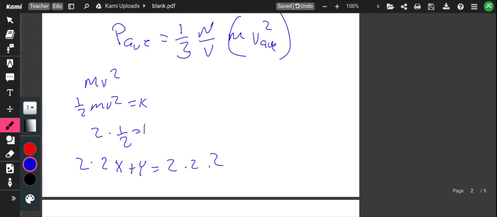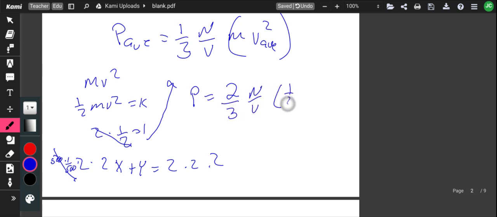If I multiply this side by 500 times 1 over 500, that does nothing to the left side, because that's going to cancel out. If I multiply 2 by 1/2, it does nothing. But why would I do that, you say? Well, watch what's going to happen. So I'm going to plug that in up here, and I'm going to get P is equal to, I'm going to make that 1 a 2. I'm going to multiply by 2, 2/3 N over V times 1/2 mv squared.